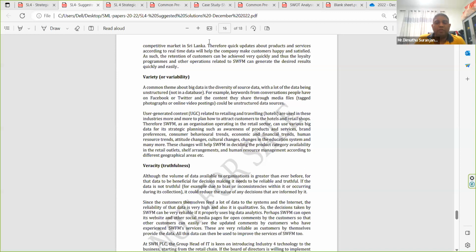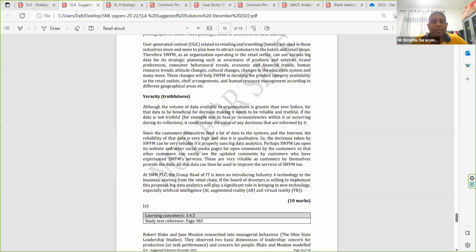So therefore, SW, as an organization operating in the retail sector, can use various big data for strategic planning, such as awareness, product and services, brand preferences, consumer behavior trends, economic and financial trends, human resource trends, attitude changes, cultural changes. See, that is an application, a little bit.